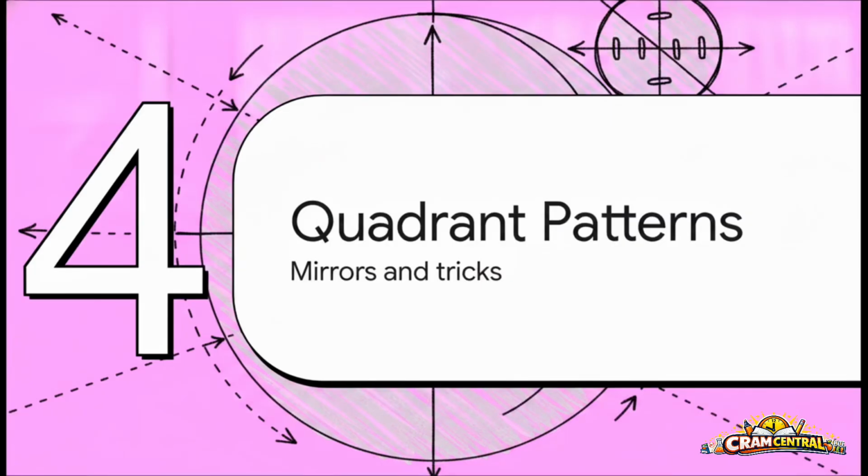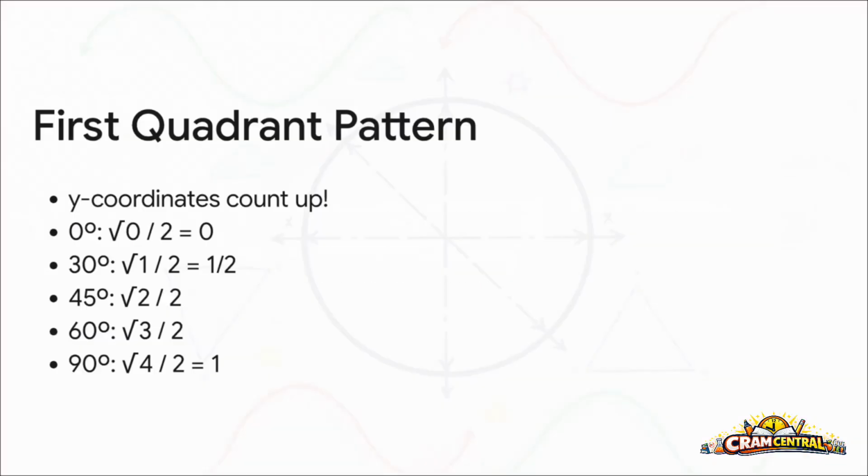Section 4. Quadrants and easy patterns. Okay, before we venture out into the rest of the circle, I have to show you this. Look at how beautifully the first quadrant builds. There is literally a hidden counting pattern. Look at the y-coordinates, the heights, climbing from 0 degrees up to 90 degrees. They just count up from 0 to 4. It goes the square root of 0 over 2, the square root of 1 over 2, the square root of 2 over 2, root 3 over 2, and the square root of 4 over 2.